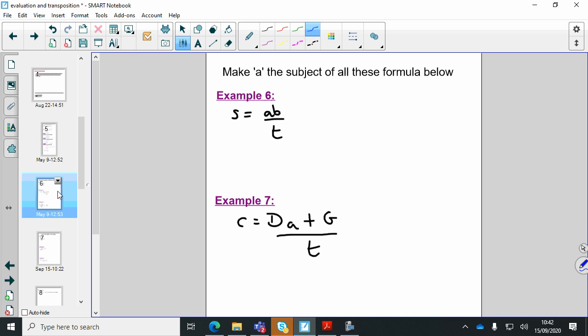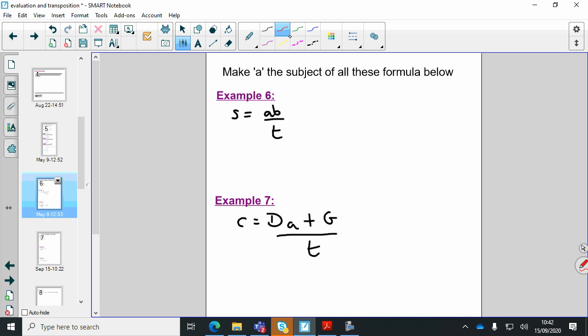So S equals AB over T. So we want an A to be by itself. Okay, so there's going to be two steps here. We've got this T to get rid of, and we've got this B to get rid of from the right-hand side. So the first thing I suggest you do is get rid of the fraction. That'll just tidy everything up and make it look a bit easier.